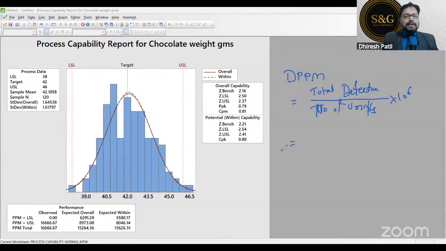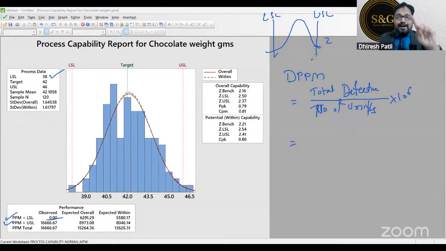Okay. So imagine in this data set, USL and LSL, in the lower side, below 38, there is nothing. There is not a single data point below 38. So right now it is showing that below LSL there is 0 defect, 0 rejection. That's why it is showing 0. Okay, now let's calculate PPM USL. That means what? See, like this. ऐसा है ना data. So LSL के नीचे कुछ भी नहीं है, not a single data point. But USL के ऊपर 2 chocolates are beyond the USL.